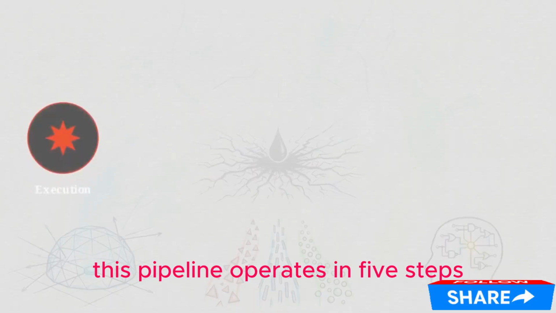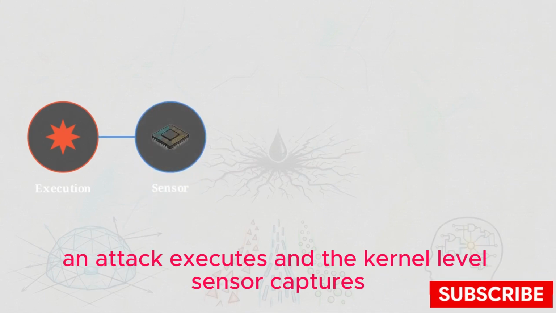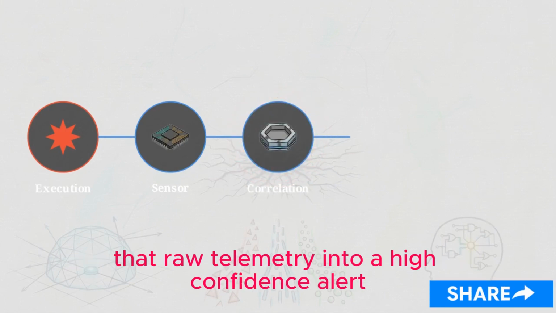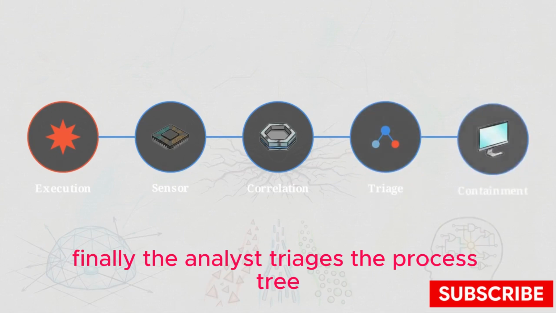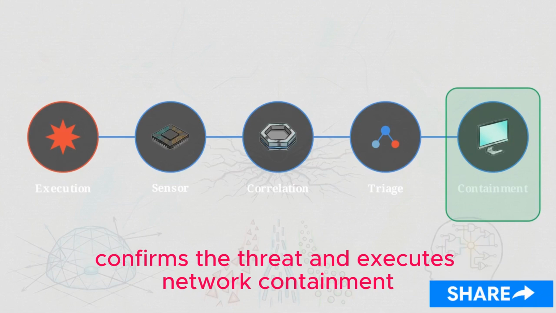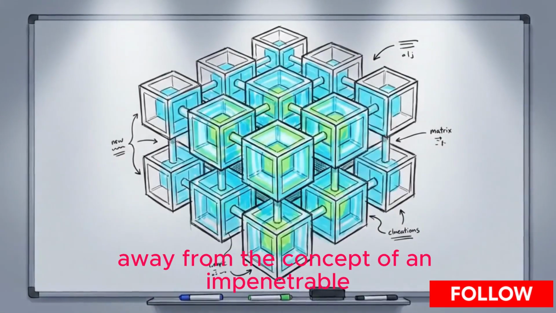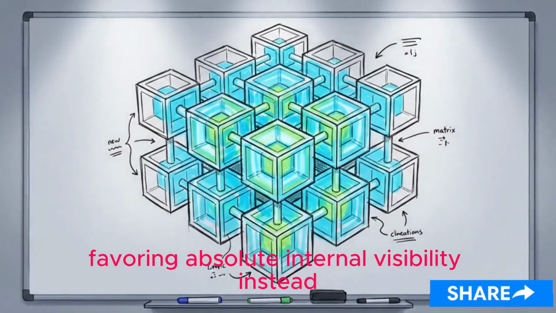This pipeline operates in 5 steps. An attack executes, and the kernel-level sensor captures the resulting telemetry. The behavioral analytics engine then correlates that raw telemetry into a high-confidence alert. Finally, the analyst triages the process tree, confirms the threat, and executes network containment. Modern network defense has shifted away from the concept of an impenetrable perimeter wall, favoring absolute internal visibility instead.